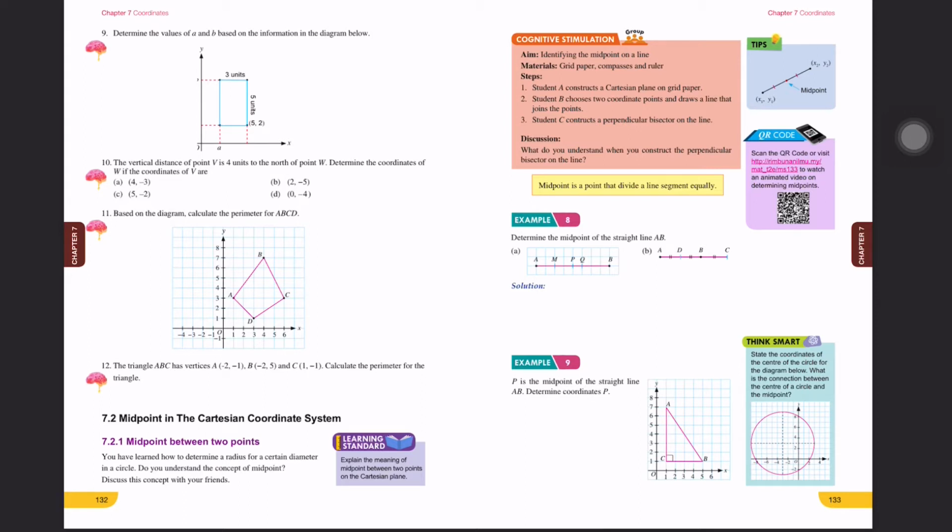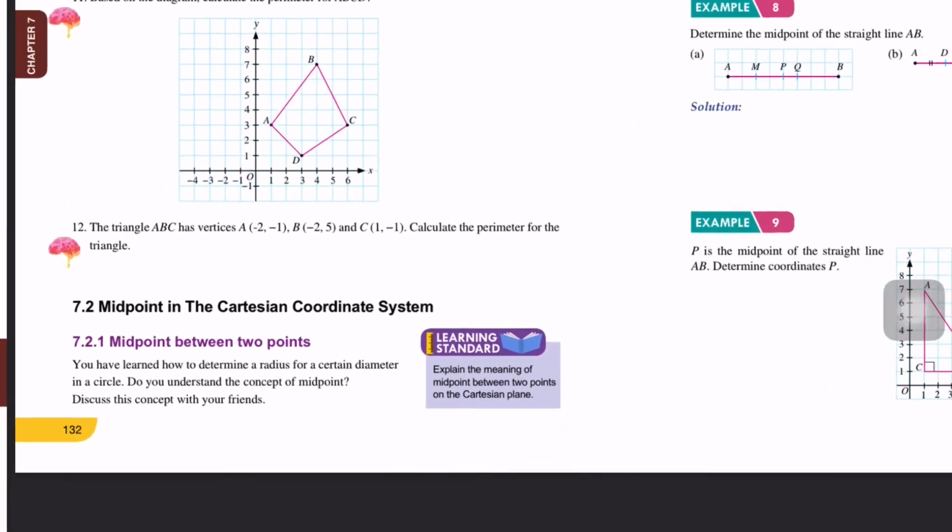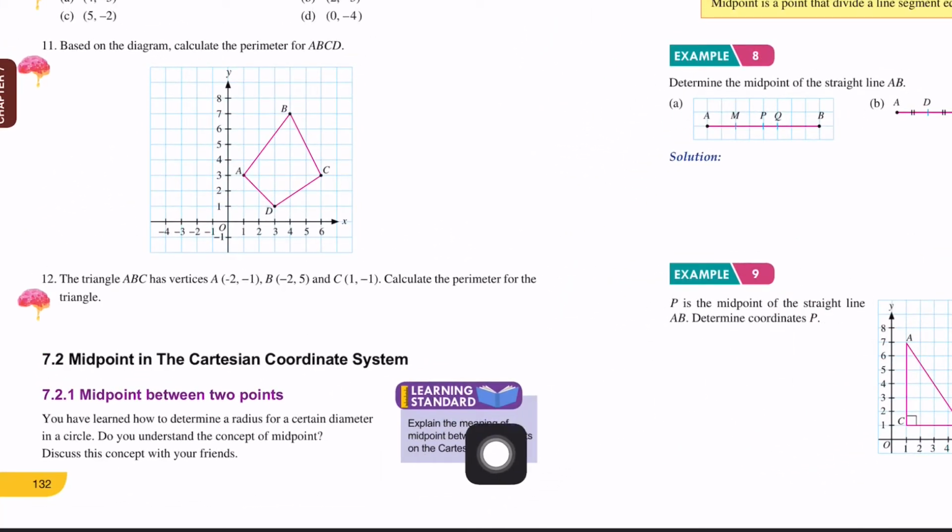So for today's class, we're going to continue from our previous lesson. Today we're going to look into 7.2, midpoint in the Cartesian coordinate system. There will be a few learning standards that you're going to learn today. This is the first one: explain the meaning of midpoint between 2 points on the Cartesian plane.